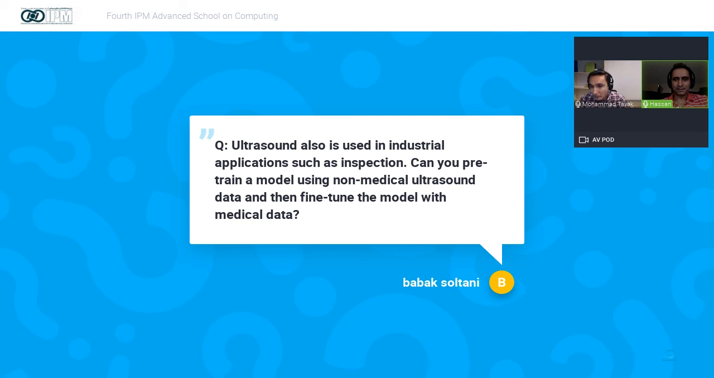Okay, thank you. It seems that here we have some questions. So the first question is that ultrasound also is used in industrial applications such as inspection. Can you retrain the model using non-medical ultrasound data and then fine-tune the model with the medical data?